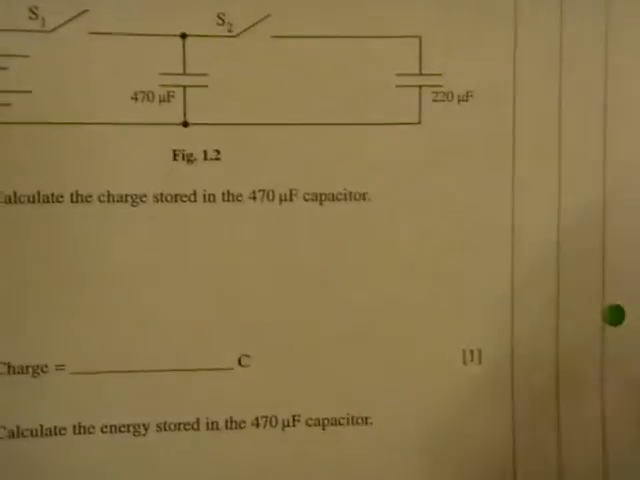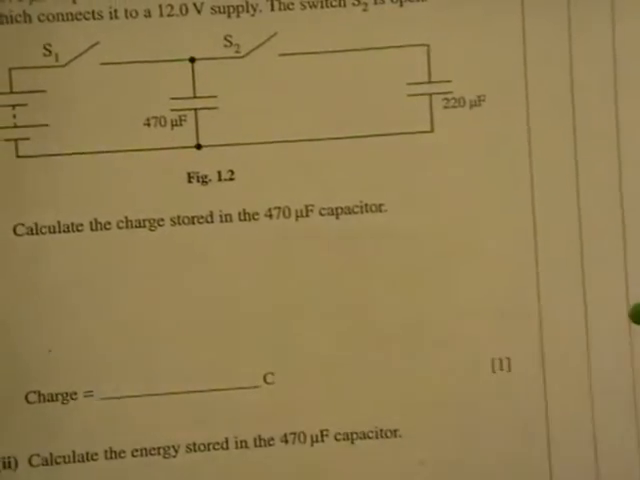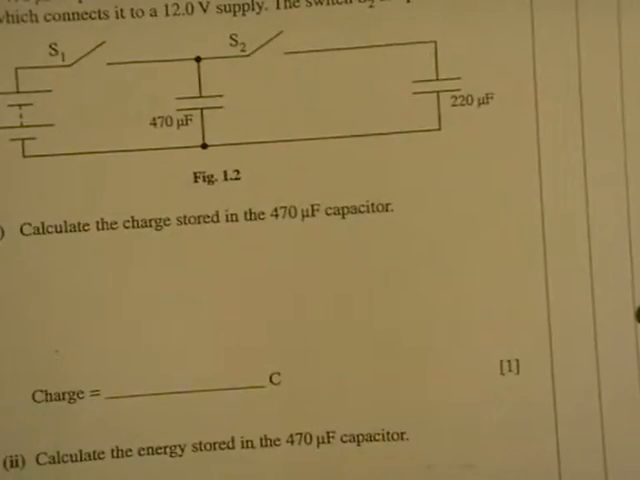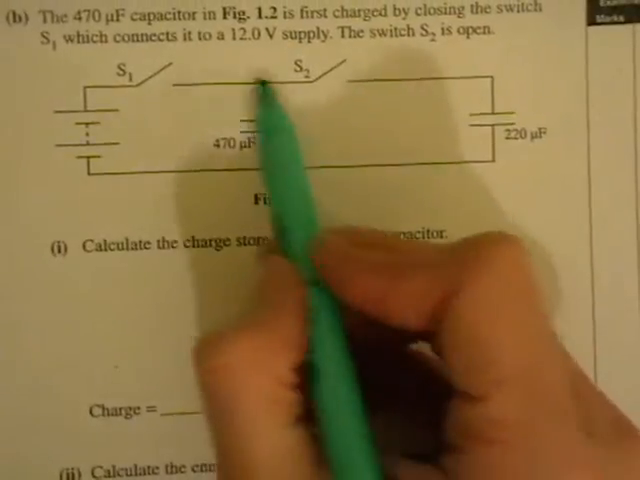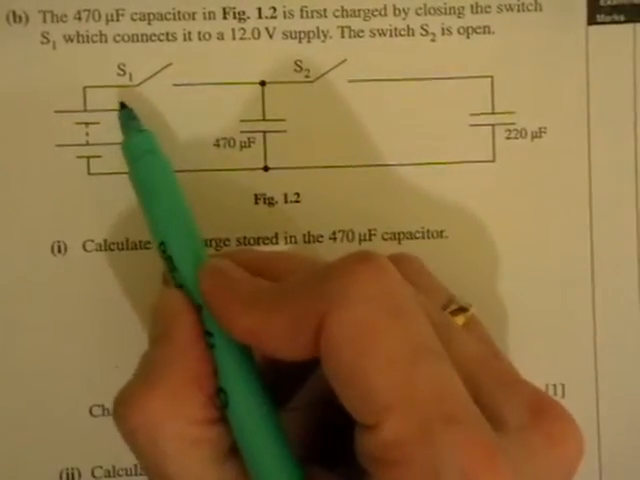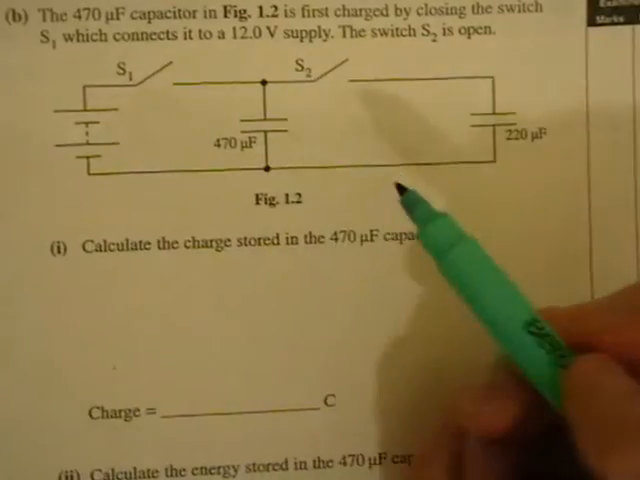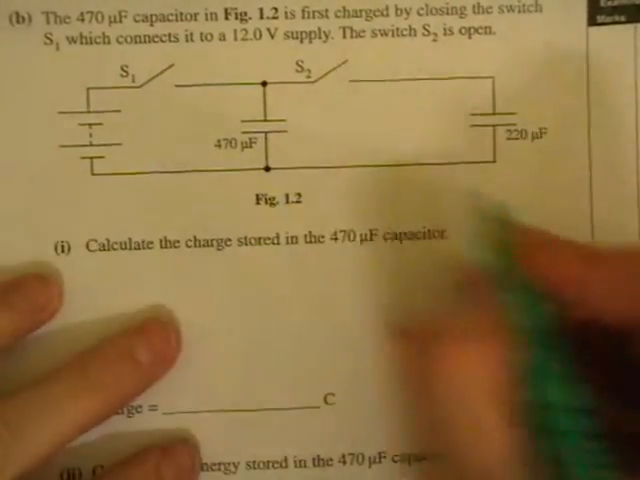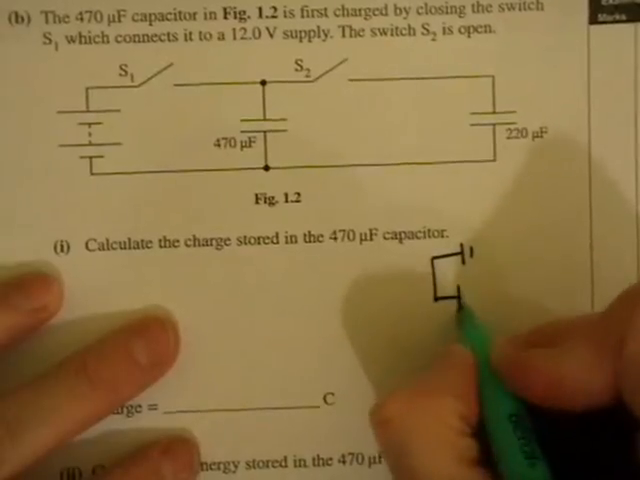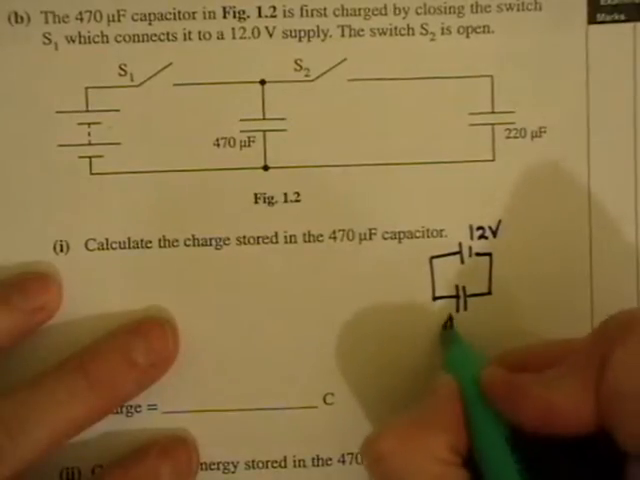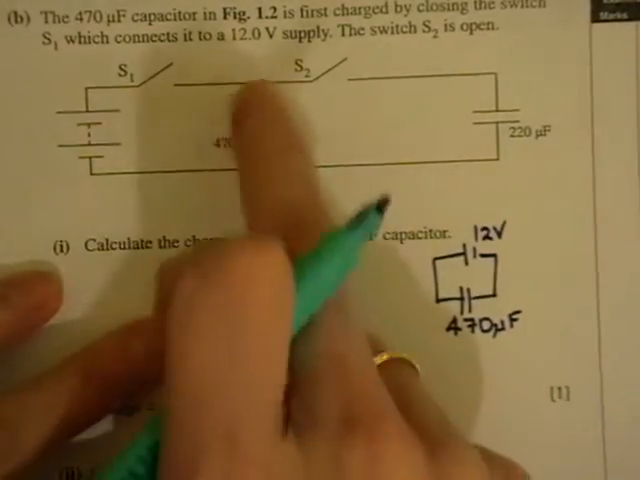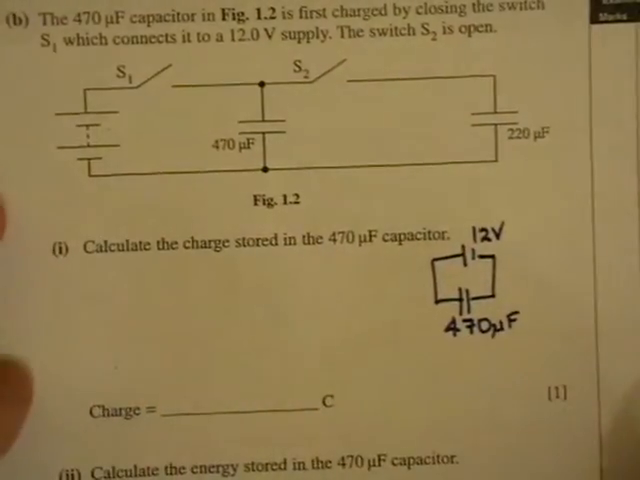Right, the second page then. The 470 microfarad capacitor in this question is first charged by closing the switch S1, which connects it to a 12 volt supply. So you can see it's charged in this circuit. Then switch 2 is initially open. So the first bit of the question we're really only dealing with, if I just draw this on its side here, we know that's 12 volts, and we know that this is 470 microfarads. So really it's that part of the circuit turned around, and that's it there.